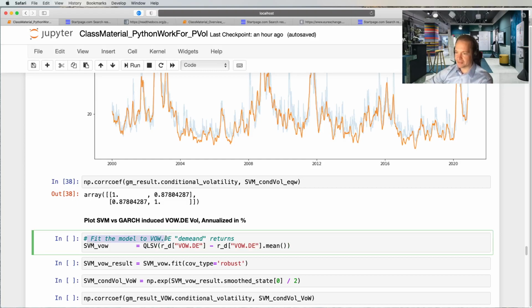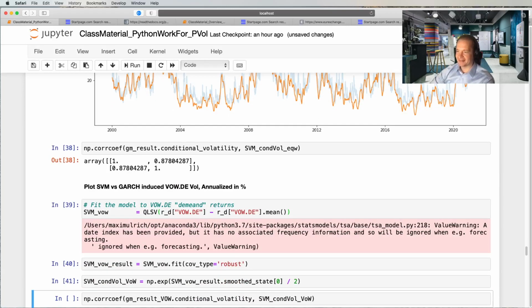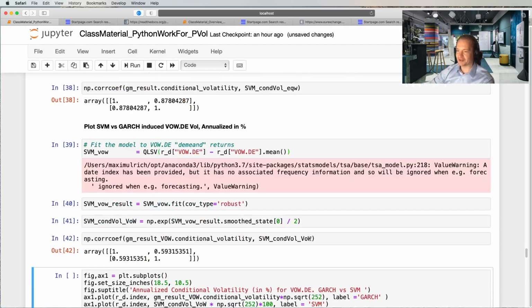Okay, now let's fit the model to Volkswagen. Once we have a package, just use the package for everything you like. I like just Volkswagen because the short squeeze just fools everyone. So let's just see what the SVM makes out of it. Let's fit it. Let's get the conditional vol. Give me the correlation. That is the correlation between the stochastic vol model of Volkswagen and the GARCH. It's just 60%.